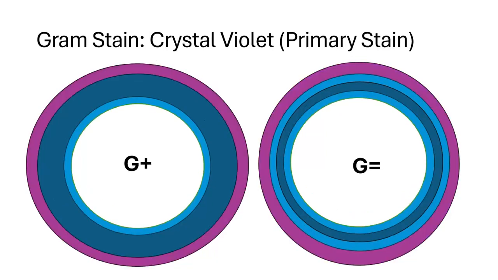The first step in the gram stain process is crystal violet. Crystal violet is the primary stain. When crystal violet is added, it's attracted to the exterior of the cells, and both cells will take on a purple color. This step is then followed by a rinse.